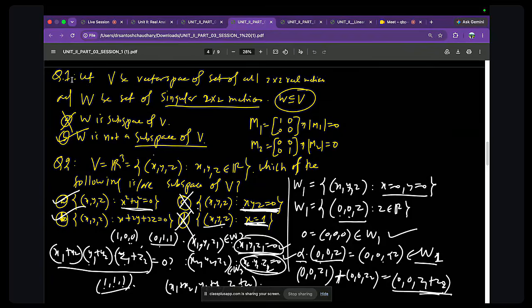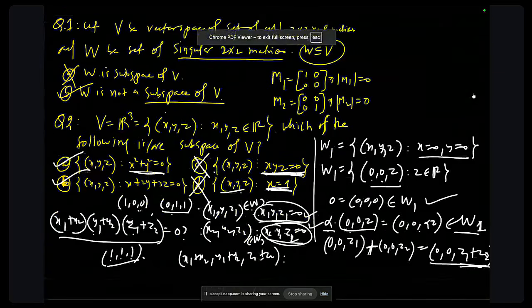So if you take this, see the first example. I'm presenting session 1 and session 2 combined again. This is the first question you can see on screen. V is a vector space of the set of all 2 cross 2 real matrices, and W we have taken as a subset of singular matrices, determinant 0. So we asked whether W is a subspace of V or not.